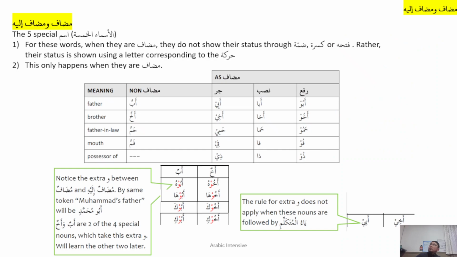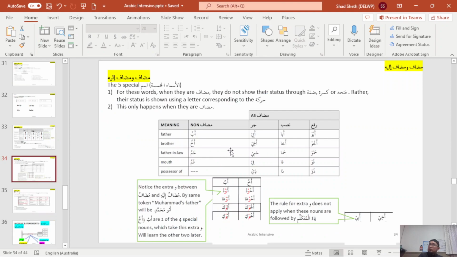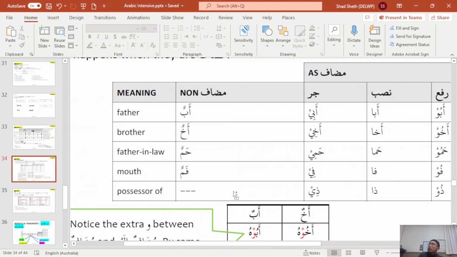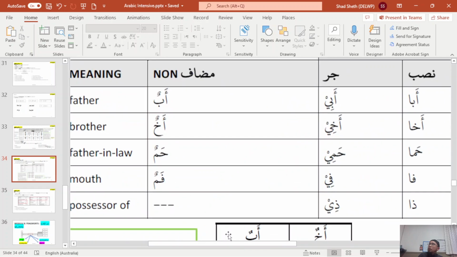All right. So this 5, we call it al-asma'ul khamsah. So the 5 special ism. So this 5, basically when they are a standard word without being mudaf, you see, that might be too small, is it? Yeah. All right. So father is abun, okay. Brother is akhun. Father-in-law is hamun, famun, and then zu is the other one.